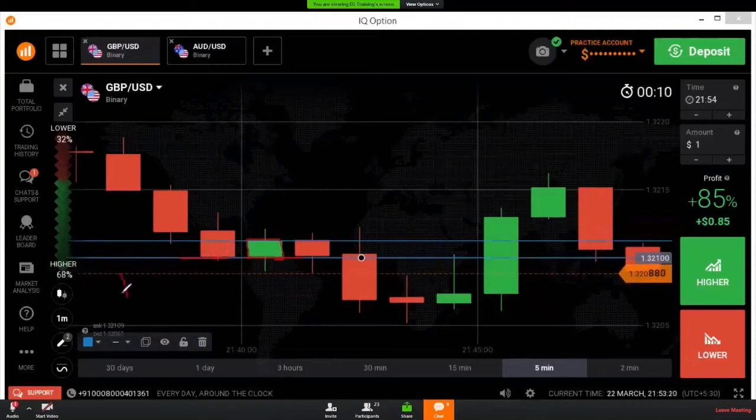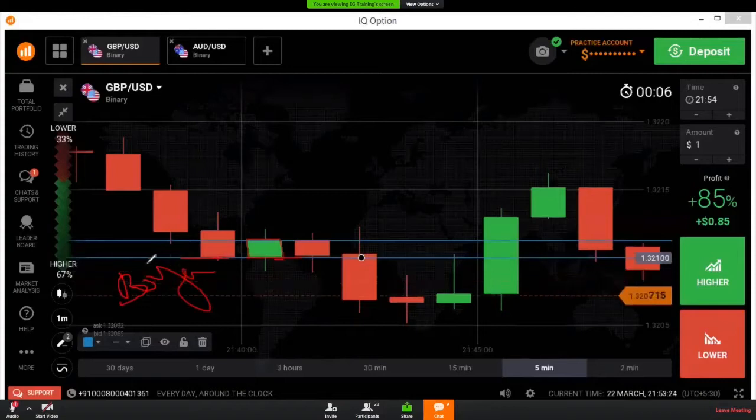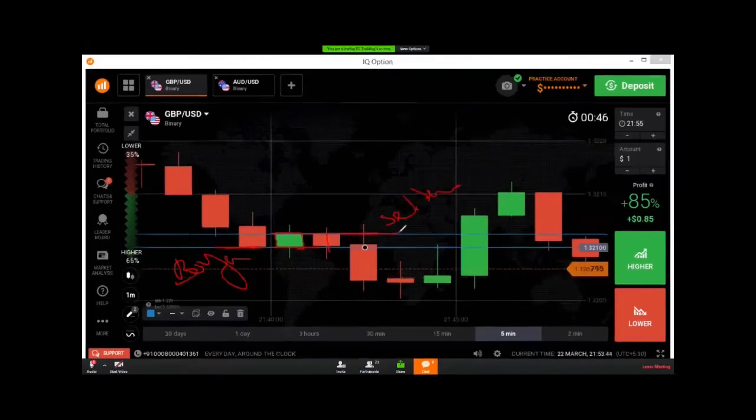This is a buyer's area. I already told you buyer's area means support level, and from this level the candle closed here. After this closing point we are seeing a seller's entry. Here there are some sellers, so it means this is a resistance level.